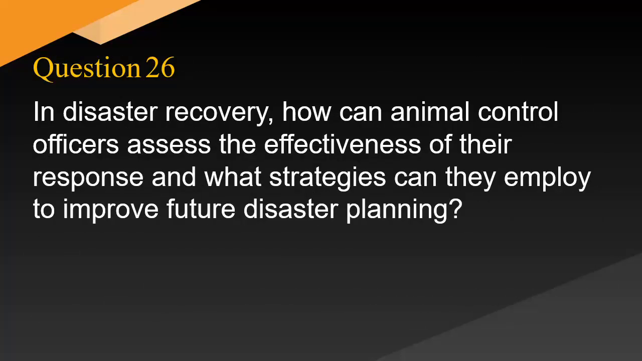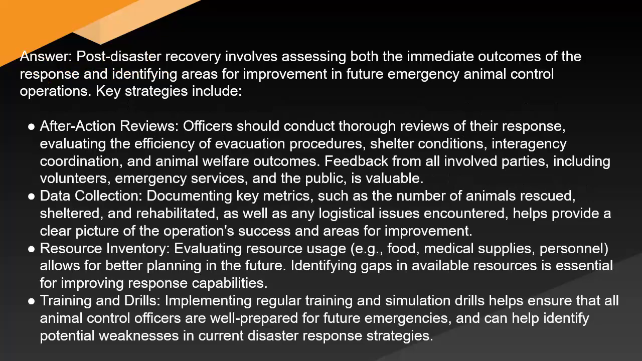In disaster recovery, how can animal control officers assess the effectiveness of their response, and what strategies can they employ to improve future disaster planning? Answer: Post-disaster recovery involves assessing both the immediate outcomes of the response and identifying areas for improvement in future emergency animal control operations. Key strategies include after-action reviews. Officers should conduct thorough reviews of their response, evaluating the efficiency of evacuation procedures, shelter conditions, interagency coordination, and animal welfare outcomes.